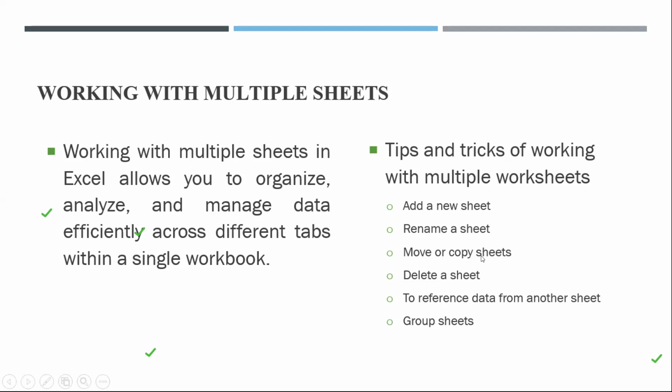Number two says you can rename your worksheets. You can move or copy your sheets. You can even delete a sheet. Then you can reference data from one sheet to another. So if you're working on a particular sheet, you may want to get information from another sheet to make it appear in the current sheet where you are. That is possible. And you can also group your sheets. So if you have a lot of sheets, different information in different sheets, and you want to work on all of them at the same time, you can do that. All right. So please understand this.